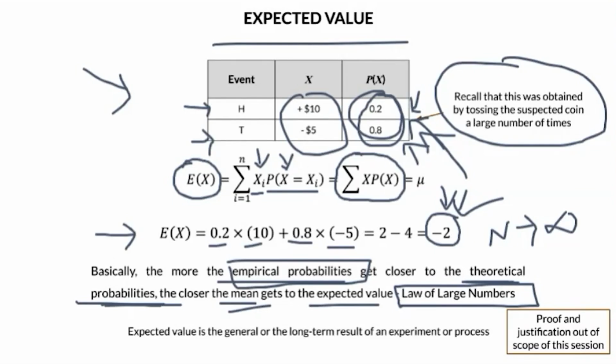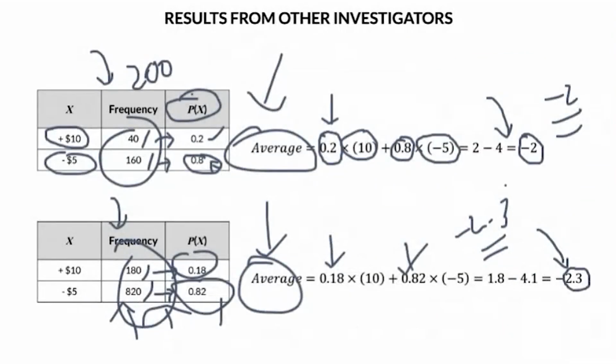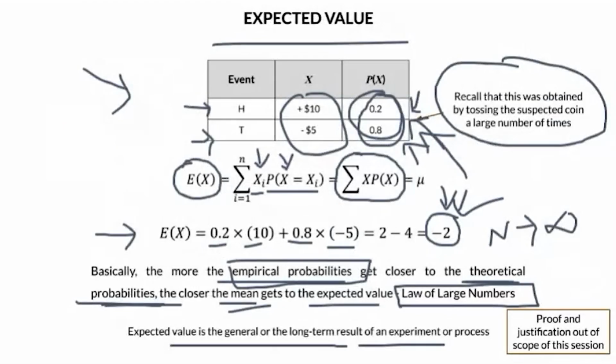So expected value is the general, long-term experiment. The key difference I want the audience to understand is that the probabilities you're using here are different. These are empirical probabilities. You went out, you did the experiment, you got the frequency, you divided by the total. That's how you got 0.18, 0.82. That is different from these two. These two are not the probabilities of the game.